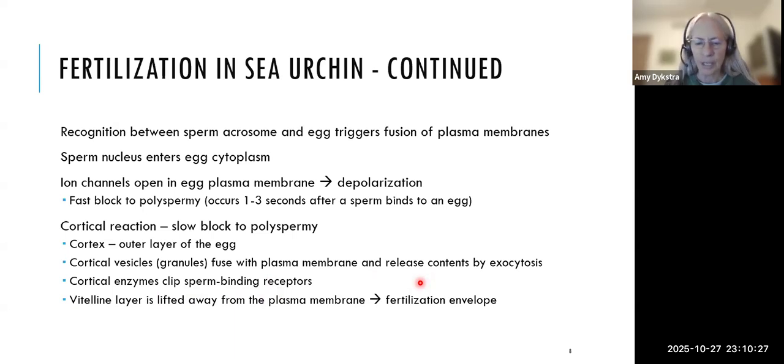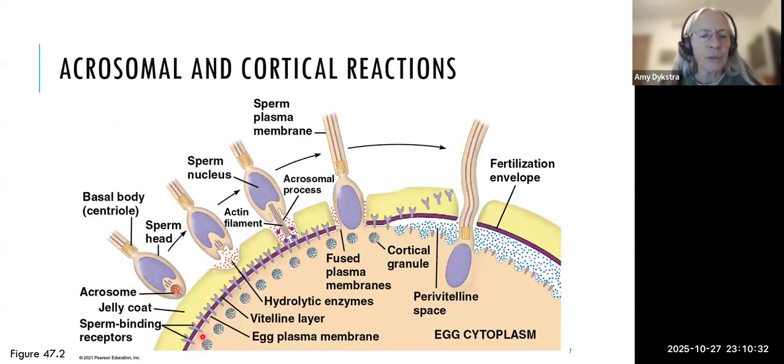This allows the vitelline layer that we talked about to be lifted away from the plasma membrane, and this forms a fertilization envelope. So again, if we go back to the picture, you can see these receptor proteins, and they are kind of holding the vitelline layer on to the plasma membrane. And so if you snip those off, then they're no longer going to be able to hold this vitelline layer. And also some fluid is going to seep in here, and that is going to push the vitelline layer away from the plasma membrane. And the vitelline layer then becomes hardened and becomes what we call a fertilization envelope.